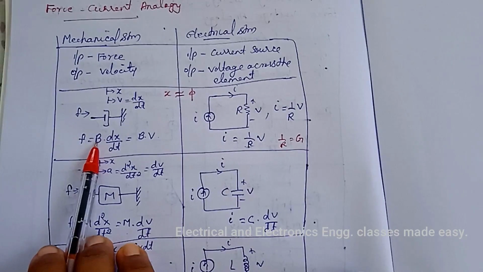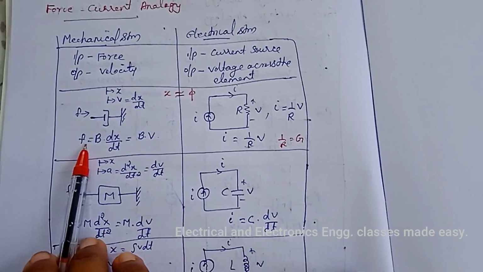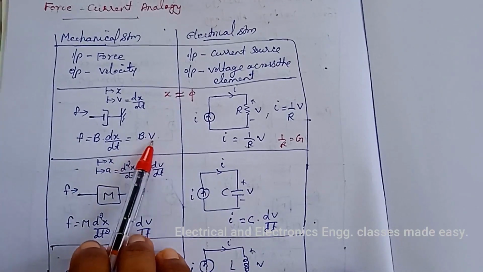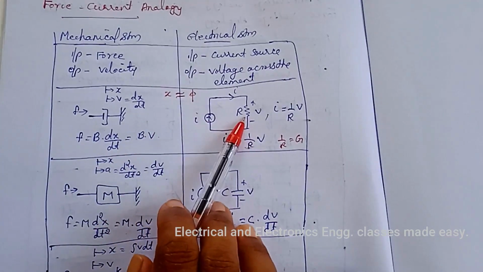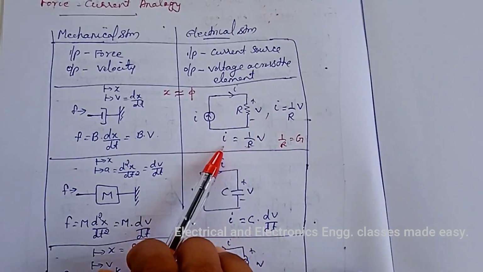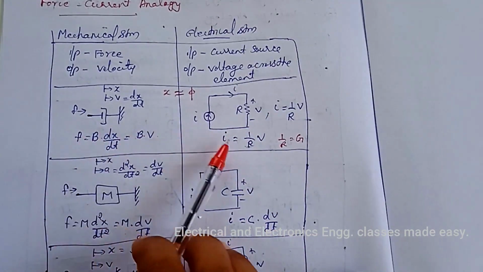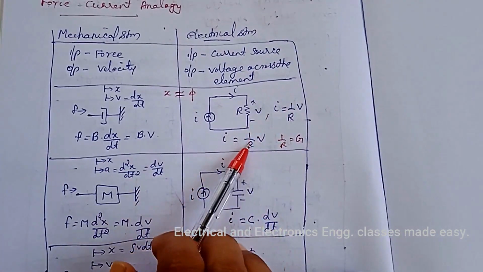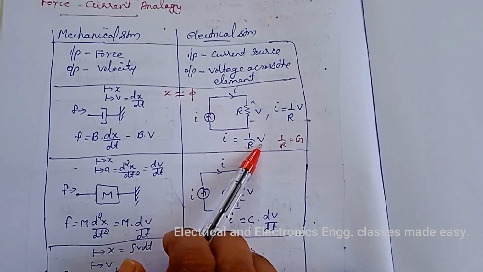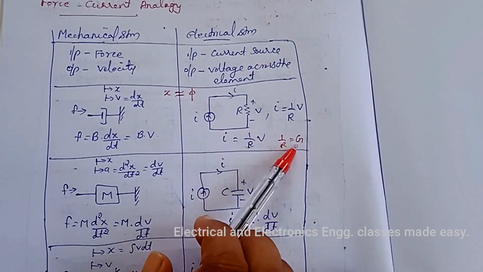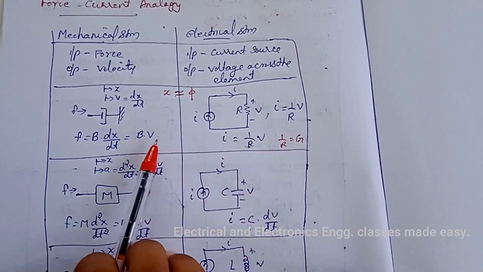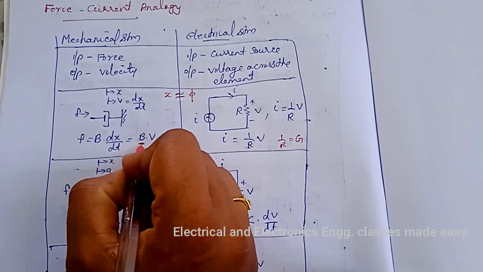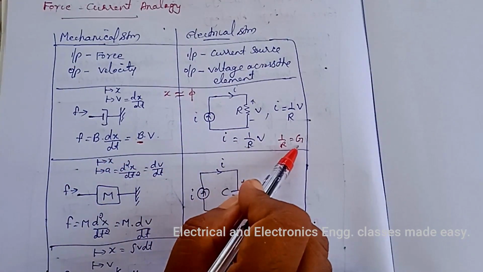In the case of dashpot, F is equal to B into dx by dt, and that is equal to B into V. Similarly, in the electrical system, we can write, here input is force and here it is current. So I is equal to 1 by R into V, and this 1 by R is the conductance G. So the frictional coefficient of dashpot B is analogous to the conductance.